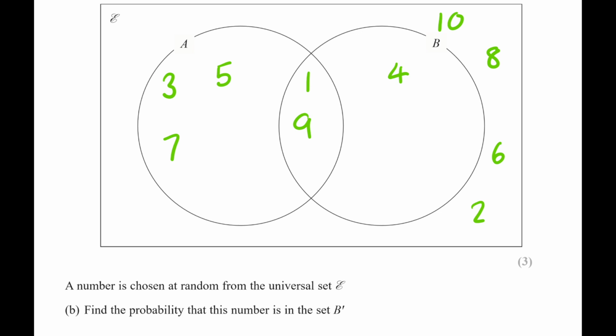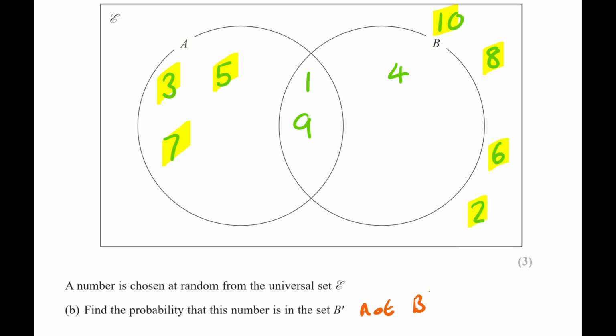Part B then says a number is chosen at random from the universal set. Find the probability that this number is in B dash, and whenever you've got a dash it means not. So what that is saying there is find the probability that it's not in B. So I'm going to highlight all of the ones that are outside the B circle, and you can see that there.